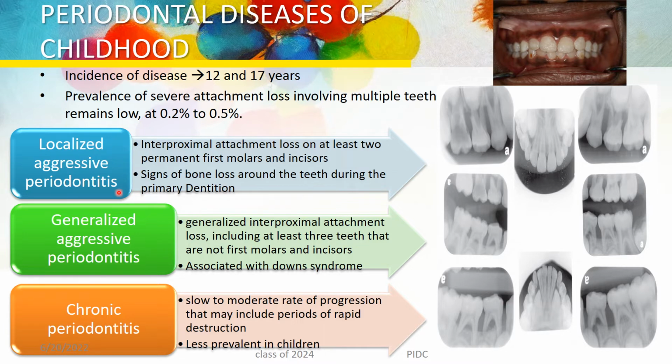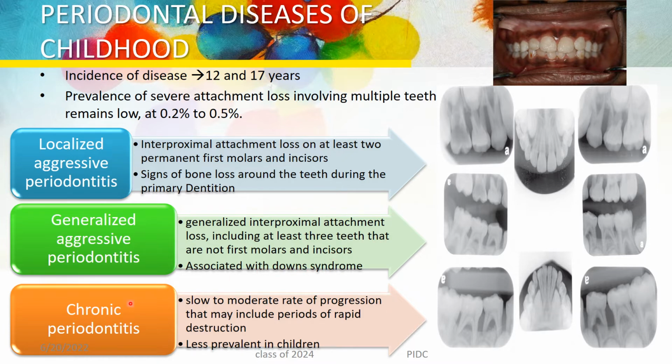Apart from this, you have another class on aggressive periodontitis where we will go into it in a little more detail. Signs of bone loss around the teeth during the primary dentition suggest aggressive periodontitis. Generalized aggressive periodontitis involves generalized interproximal attachment loss, including at least 3 teeth that are not the first molars or the incisors. This may be associated with Down syndrome.